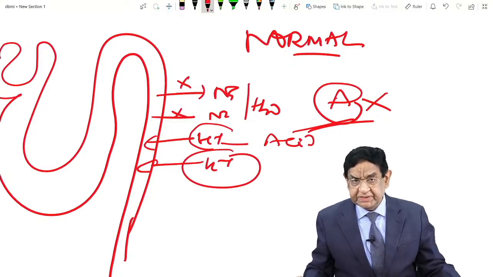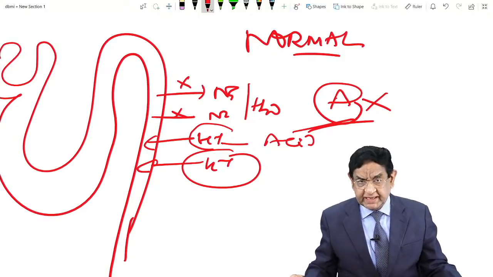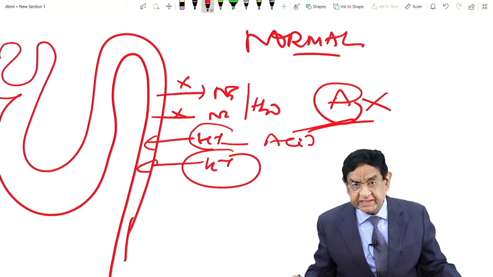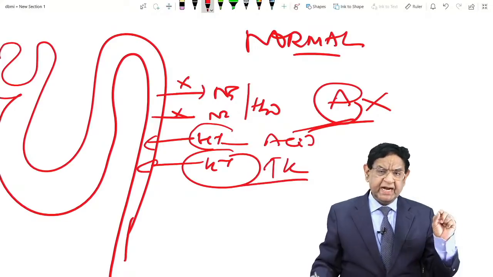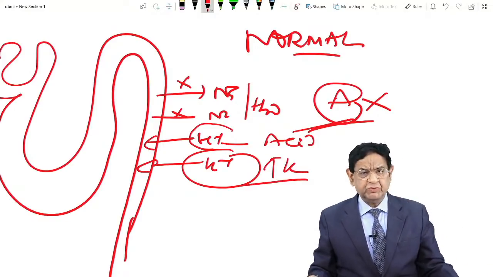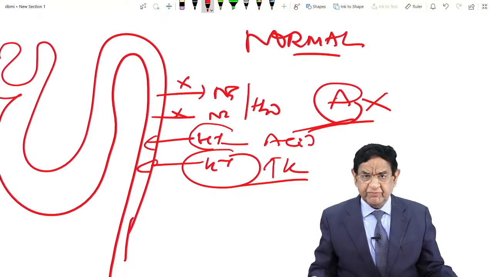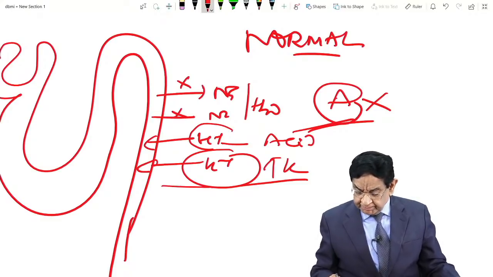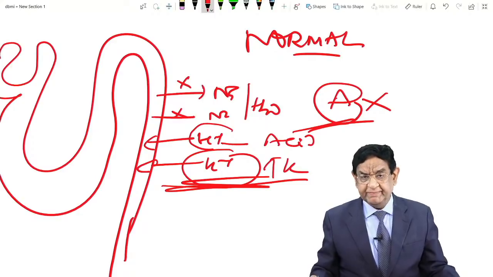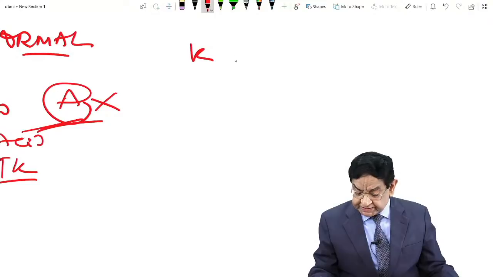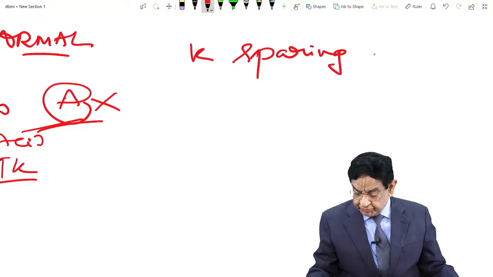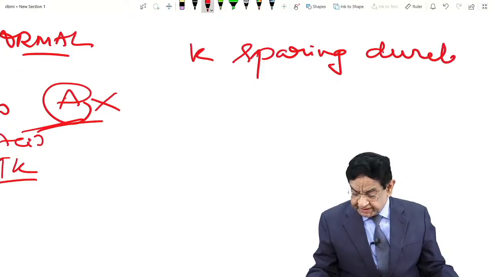Less H ion will be secreted. This is what the question is there. Decrease H ion secretion and it will lead to hyperkalemia. That's why a very commonly asked question: spironolactone, wonderful drug, but it can lead to hyperkalemia. That's why we also call them potassium sparing diuretic.